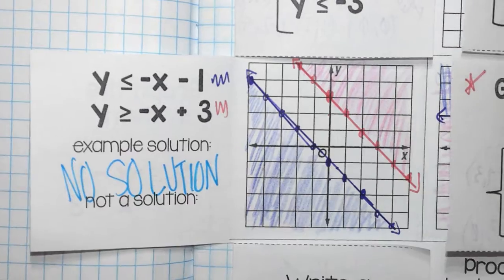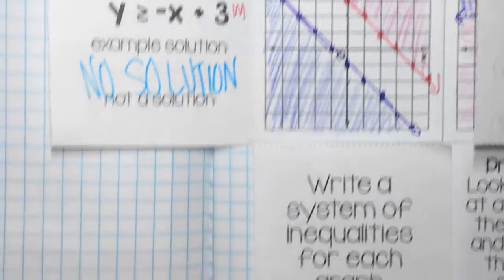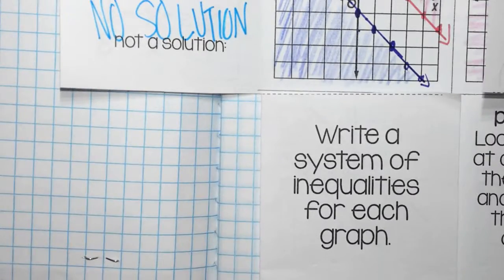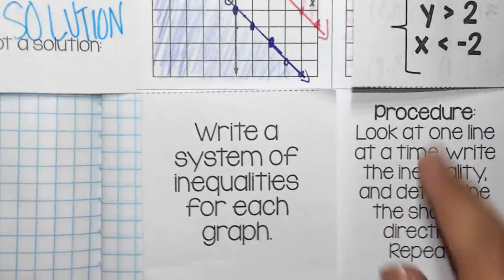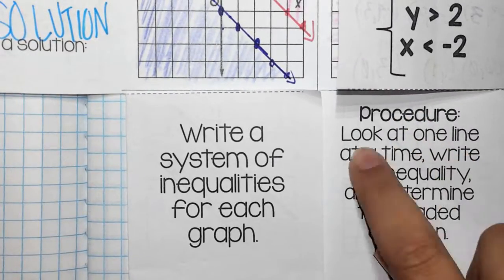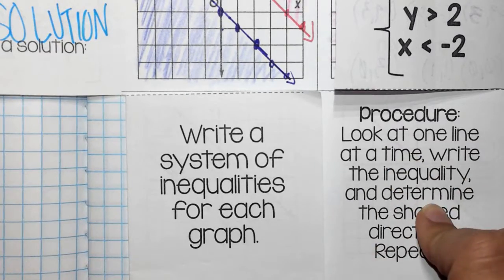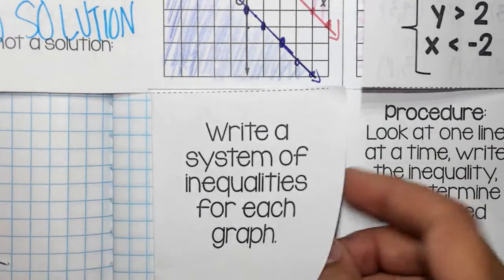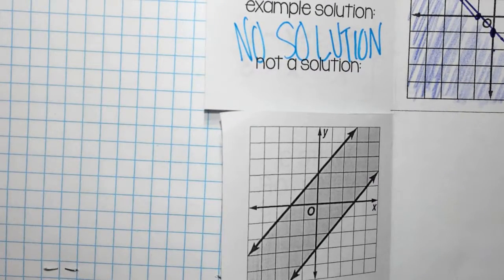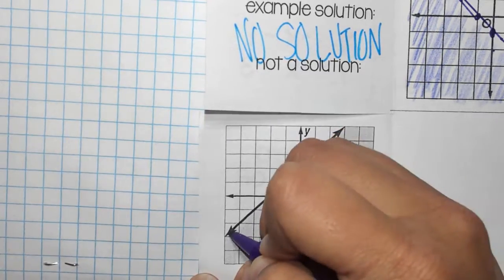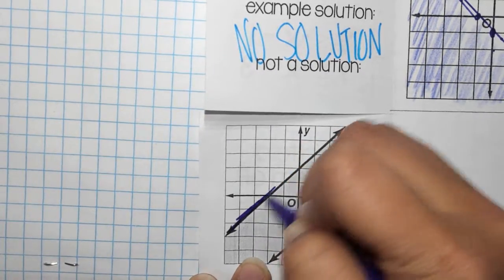All right. Now, the last two that we're going to do, get excited. Yay! Write a system of inequalities for each graph. So it says, look at one line at a time, write the inequality, then determine the shaded direction. Okay? So let's start with this one over here. I'm going to start with this top line, and it's going to be my purple line.